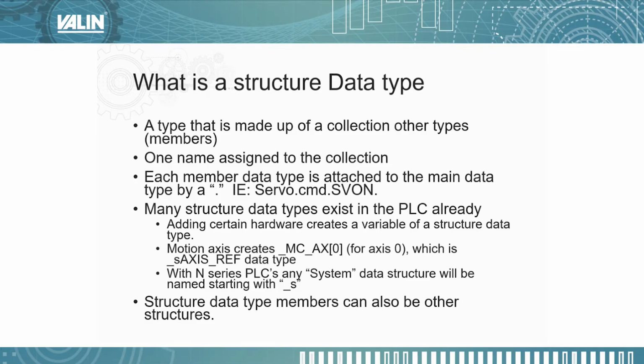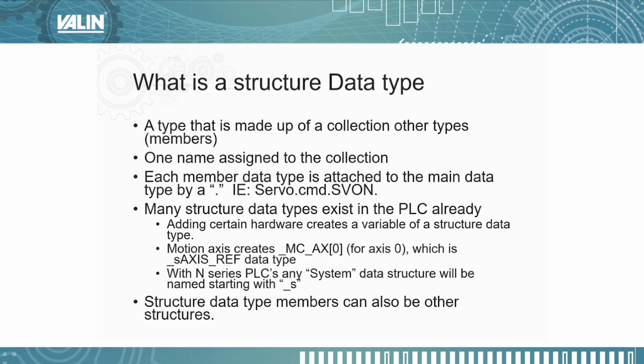Many structured data types exist already in the PLC when you first start programming. If you add certain hardware, it creates a variable of a structured data type. If you create a motion axis, for instance, it creates _MC_ax, and then 0 for axis 0, 1 for axis 1, and so on. And that is a variable of the axis reference data type, which is a structure. With the N-series PLCs, any system data structures will be named starting with an S, or _S more specifically. It's not a terrible practice for users to name their structures starting with _S as well.